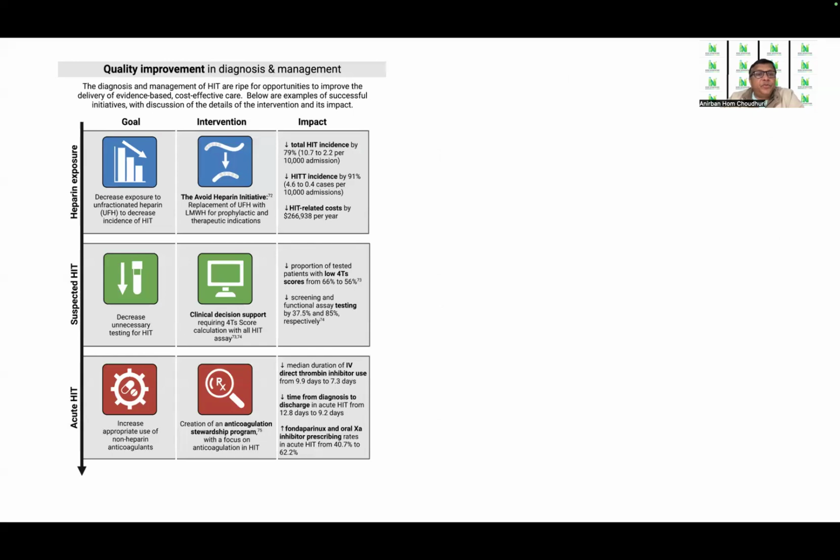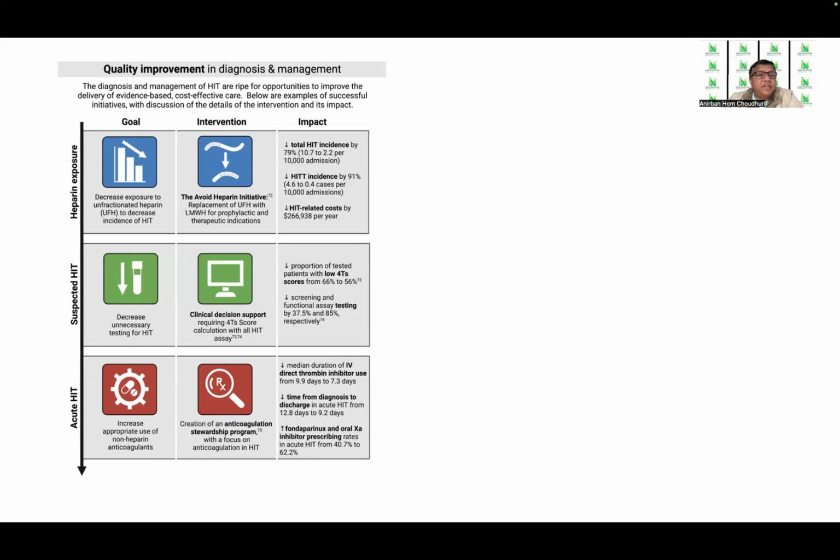What we should know is that quality improvement in diagnosis and treatment is required whenever there is acute HIT, suspected HIT or HIT exposure. The goal for acute HIT is to decrease the exposure to unfractionated heparin and to decrease the incidence of HIT. The intervention, the avoid heparin initiative, where replacement of UFH with LMWH for prophylactic and therapeutic indications, and as an impact there has been a reduction in the total incidence by almost 79%, and HIT with thrombosis incidence by 91%, with reduced HIT-related costs in the US.